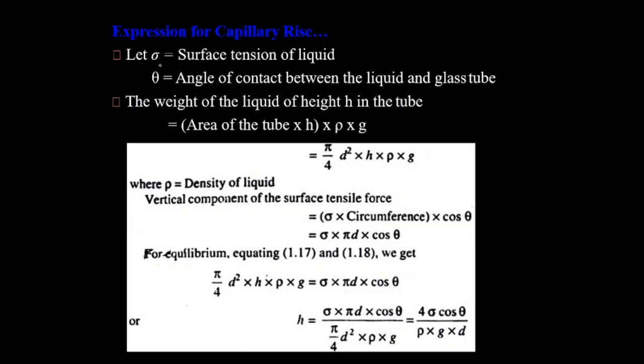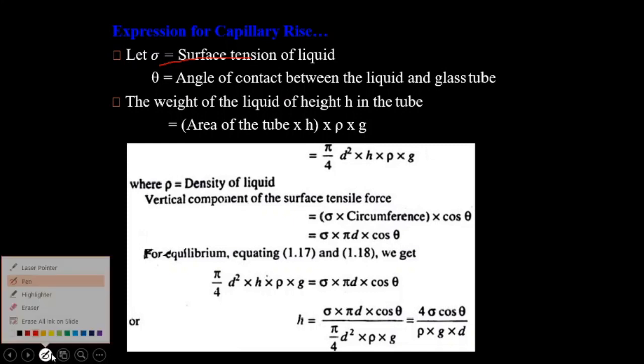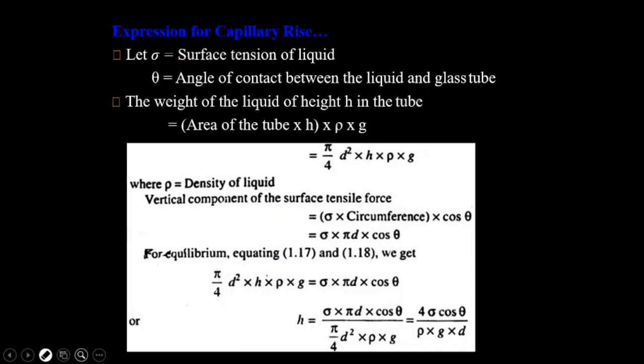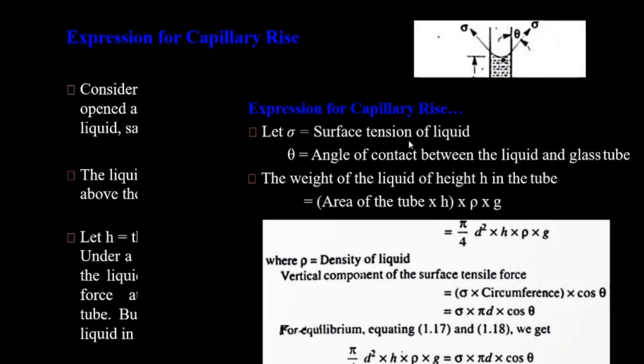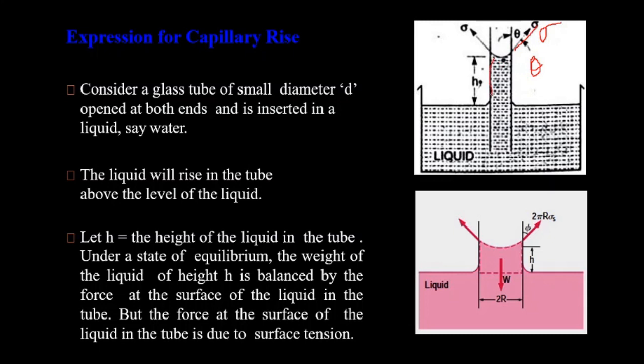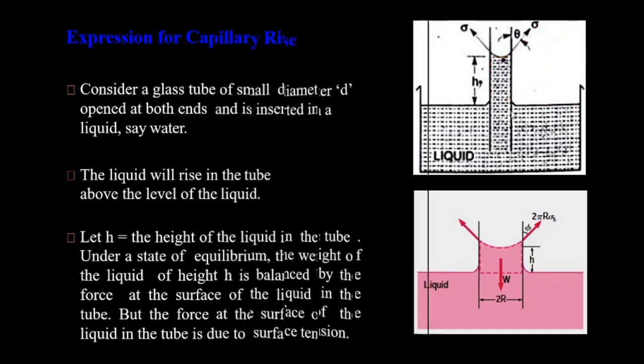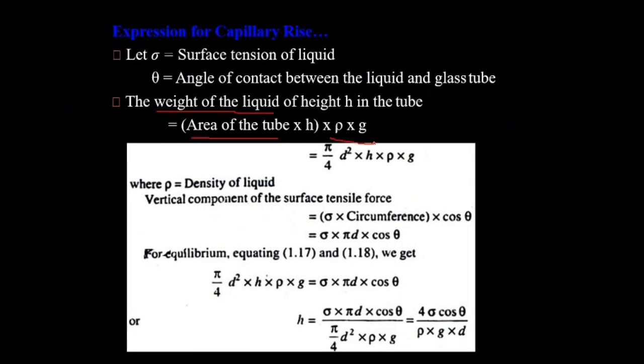So let sigma be the surface tension of the liquid and theta be the angle between the liquid and the glass tube. I showed you, right? So at equilibrium, the weight of the liquid of height h in the tube, how can we find the weight? That is area of the tube into h into rho into g. What is this rho? This is nothing but the density, and g is acceleration due to gravity.